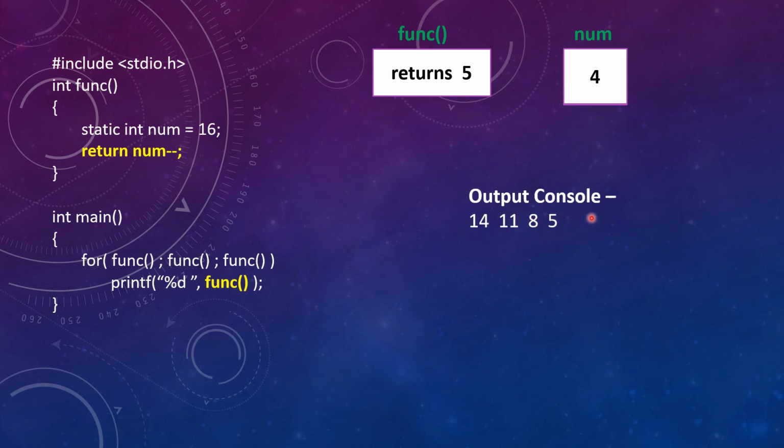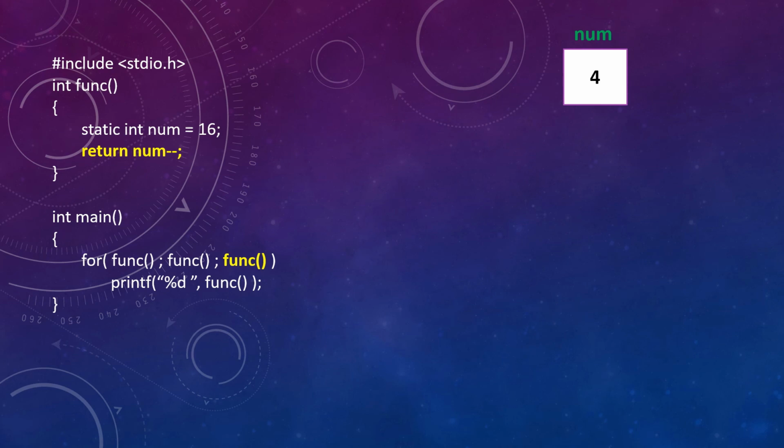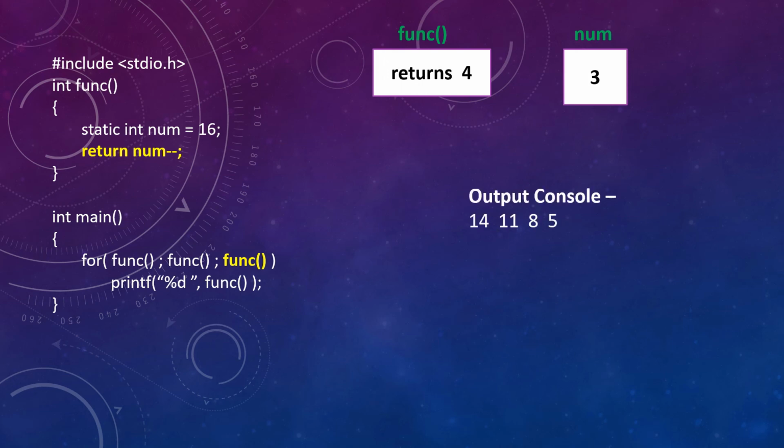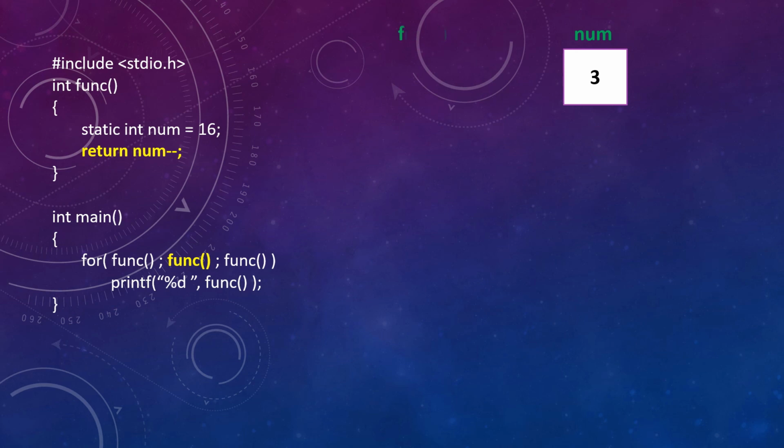Okay, now after doing this, again we need to move on to the increment decrement section. So in the increment decrement section the function is called again. Again we will do the function call, and 4 will be returned and its value will become 3 now, and our output console is still the same. Now we'll move on to the condition check. So in the condition check again the function is called, and we will return 3 and the value will be 2 now. Okay, now the 3 is a non-zero data, so again we will move inside the for loop.